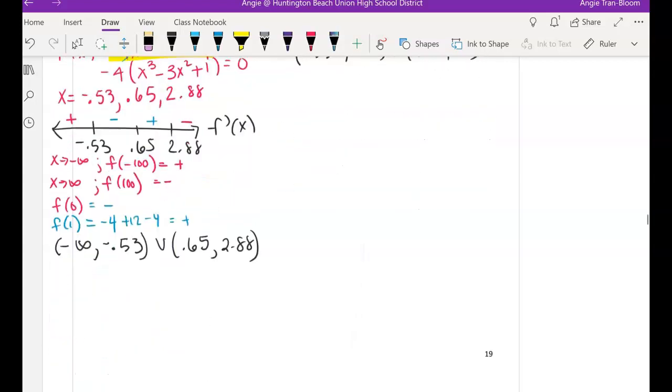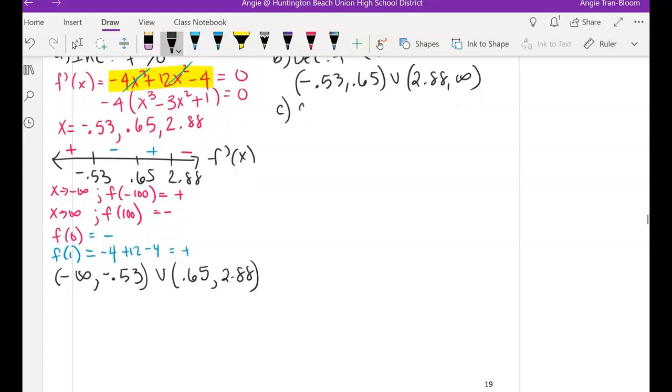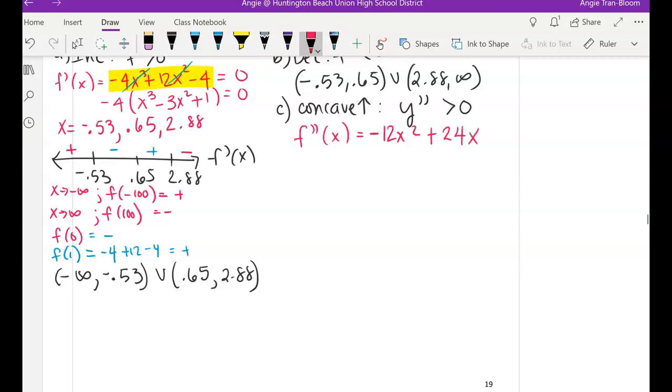What was C? Concave. C, tell me when it's concave up. Now, concave up, I need to do y prime prime. So I need to do the second derivative of my first derivative. Ready? F prime prime of x: the derivative of negative 4x to the third is negative 12x squared. The derivative of 12x squared is positive 24x. And then the derivative of negative 4 is 0.